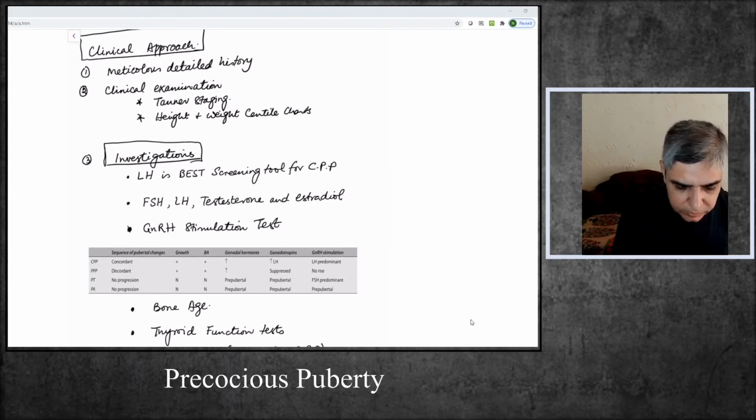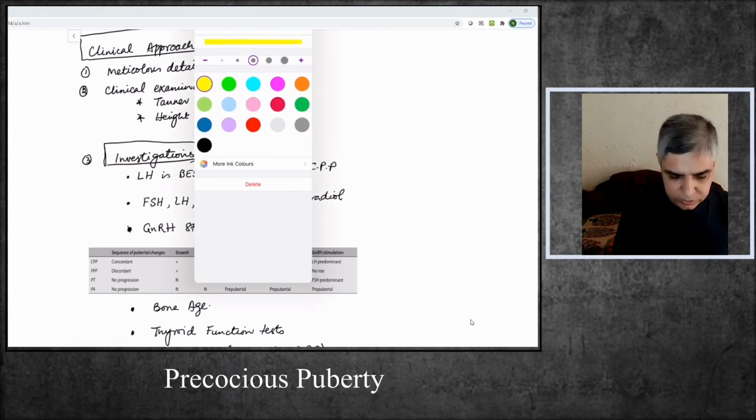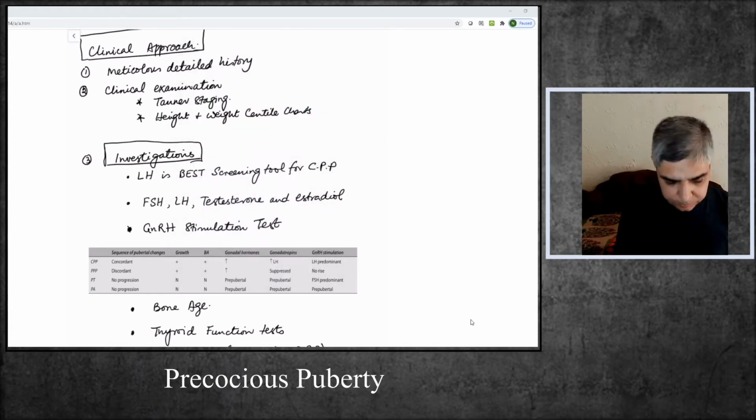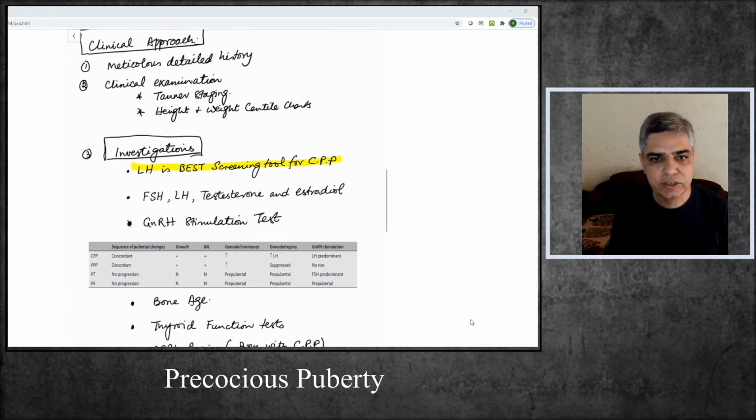Now the other thing is, let me highlight this one. You should understand that luteinizing hormone is the best screening tool. After that, you should also be doing the FSH and LH levels. It's very important to know the FSH and LH levels and testosterone and estradiol levels. So you have to do a complete hormonal profile and see which hormones are in excess.